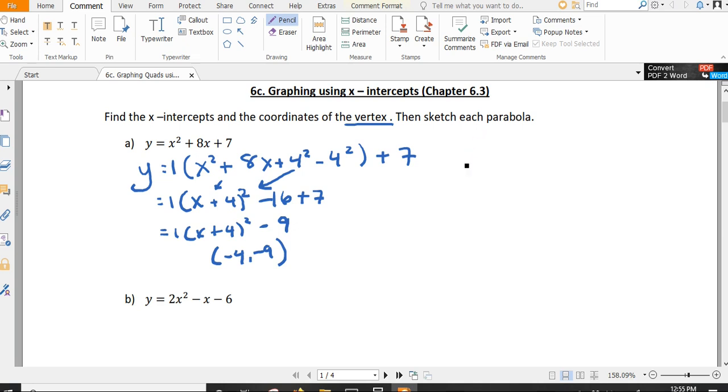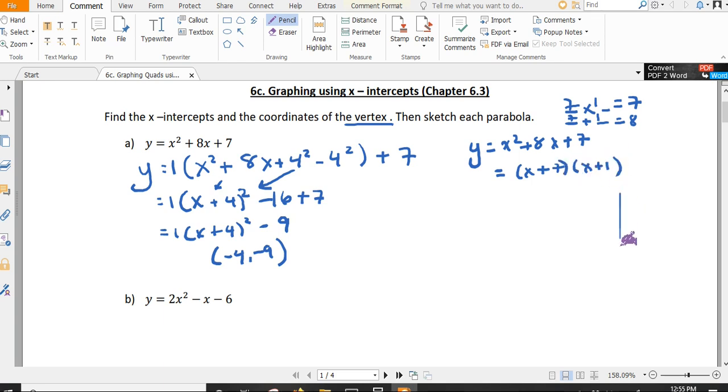Now, how about the x-intercepts? I'm just going to rewrite the equation over here: x squared plus 8x plus 7. I need two numbers that multiply to give me 7 but add to give me 8. Those two numbers are going to be 7 and 1.